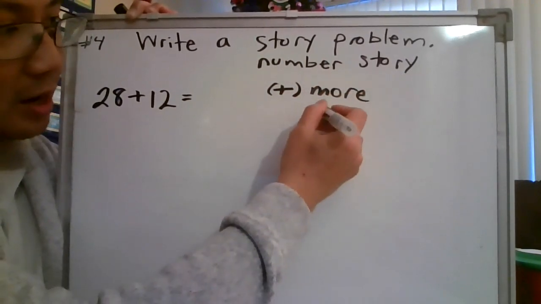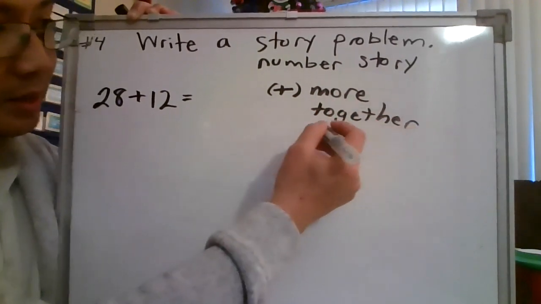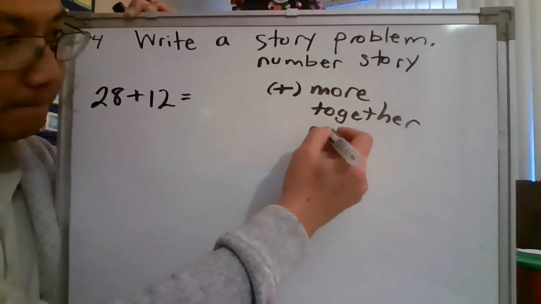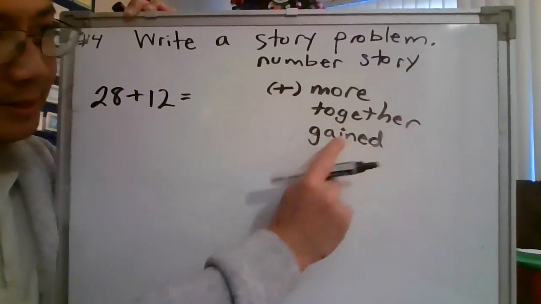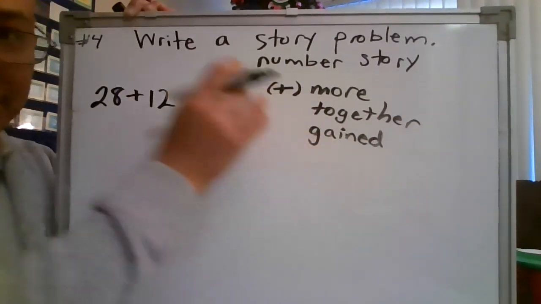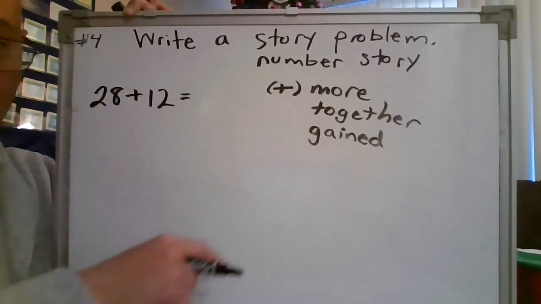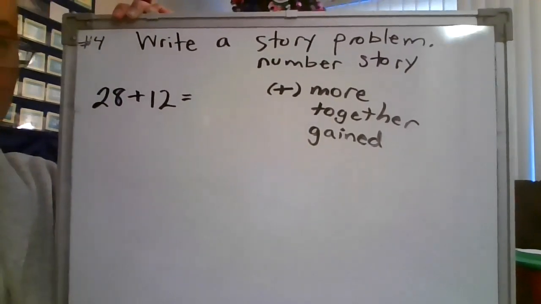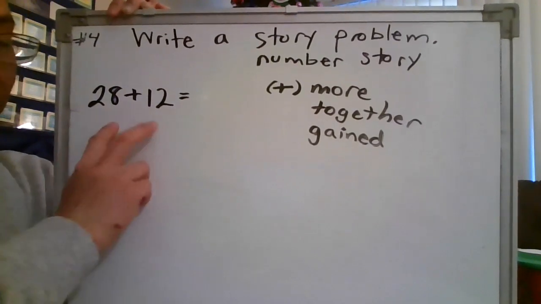More, they're going to come together. Something is going to be brought or given or gained. Something is going to be gained. If somebody gives you something, they gain something from it, together or more. Now it becomes a little bit tricky because you can also give something away. But if someone gives somebody something, we have to figure out the context.